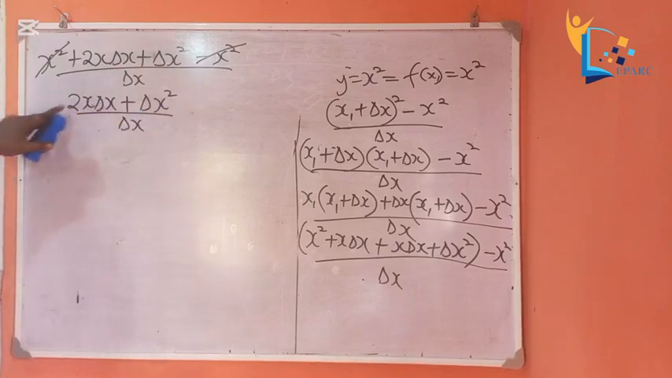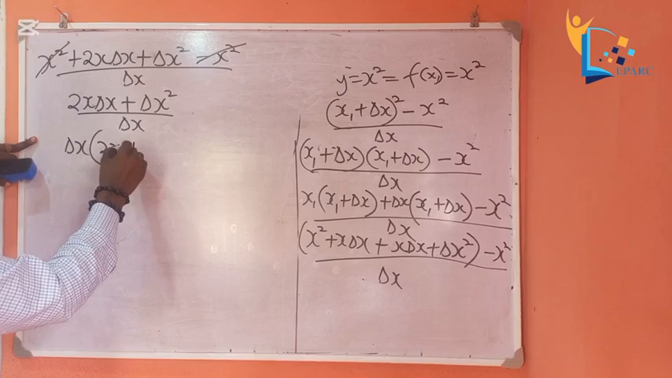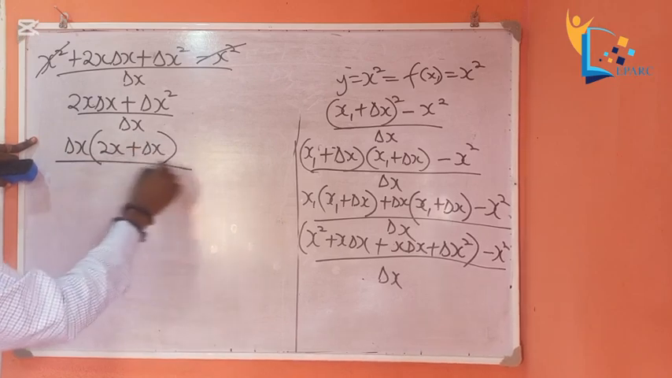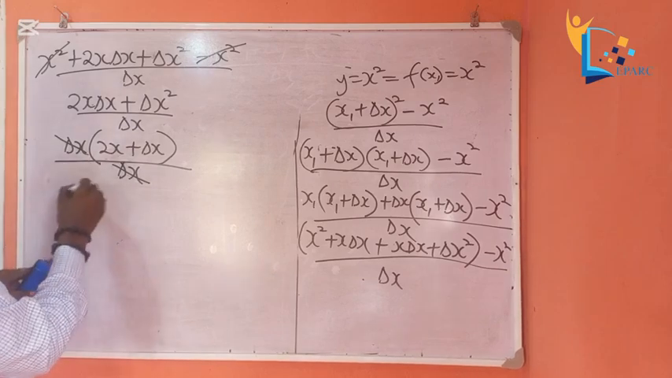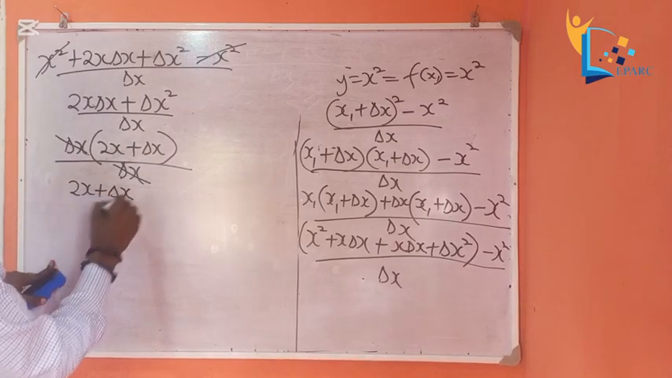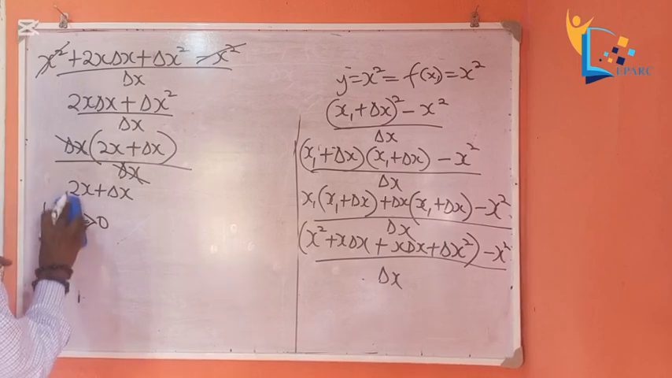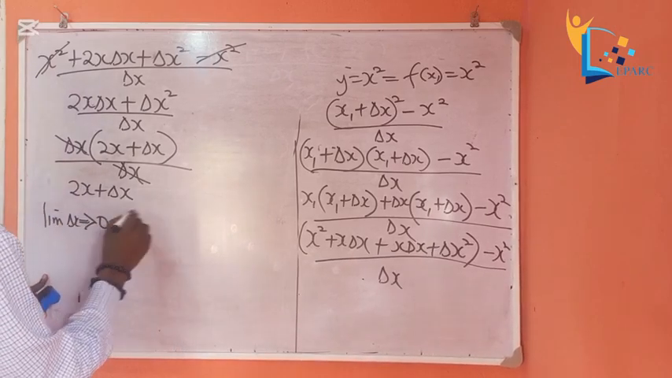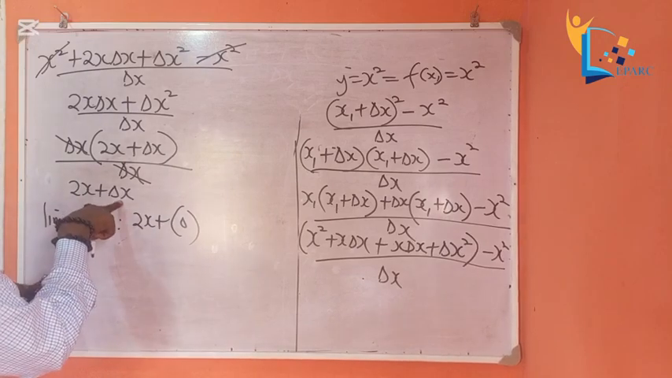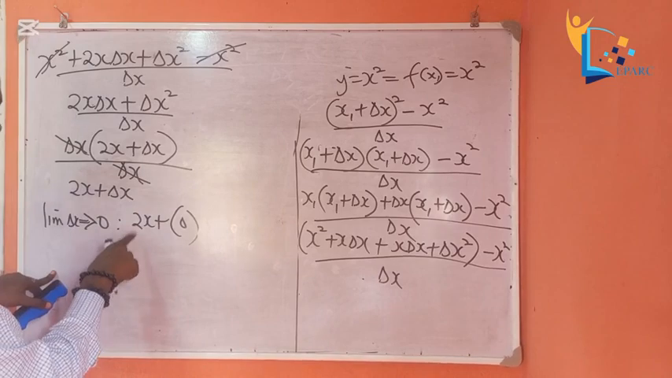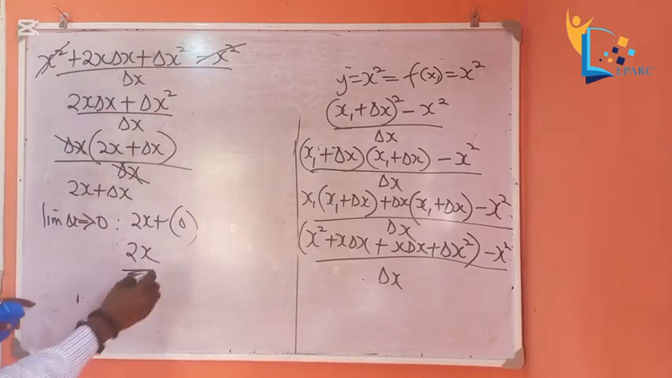So there's a common factor on this part, so we have delta x as a common factor, so we have delta x times (2x plus delta x), all over delta x. The delta x will strike off the delta x. Are we together? So we are left with 2x plus delta x. Now, when the limit of delta x is set at 0, we have 2x plus 0. We substitute 0 for delta x. Are we together? So we're left with 2x.